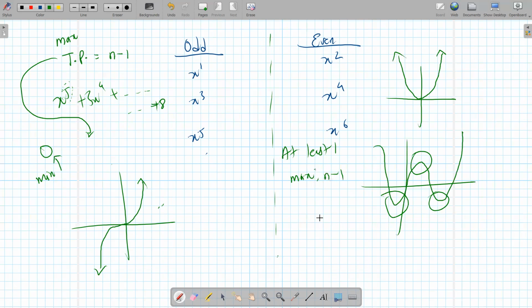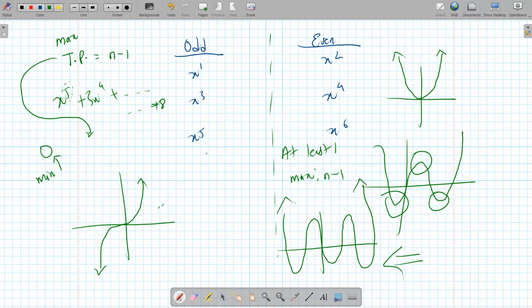So for example, x power 6 can have 5 turning points. 1, 2, 3, 4, 5. Yeah, this could be a potential graph of x power 6. It needs at least 1, whereas the odd functions, they don't need, okay? That's idea number 1.